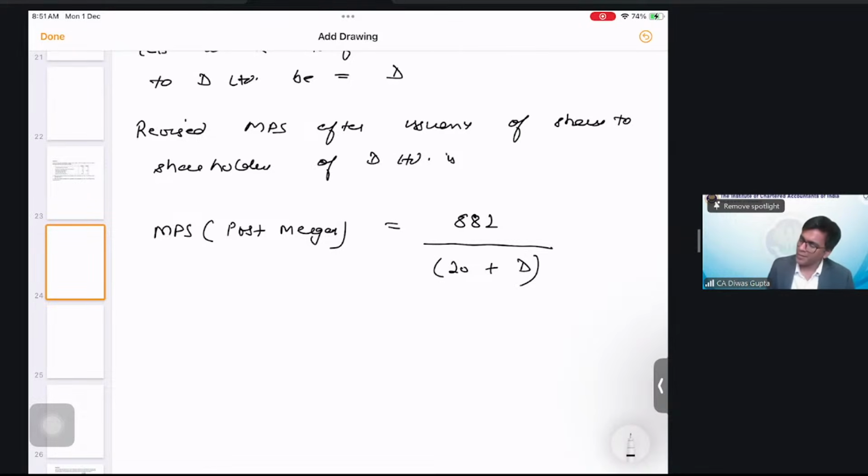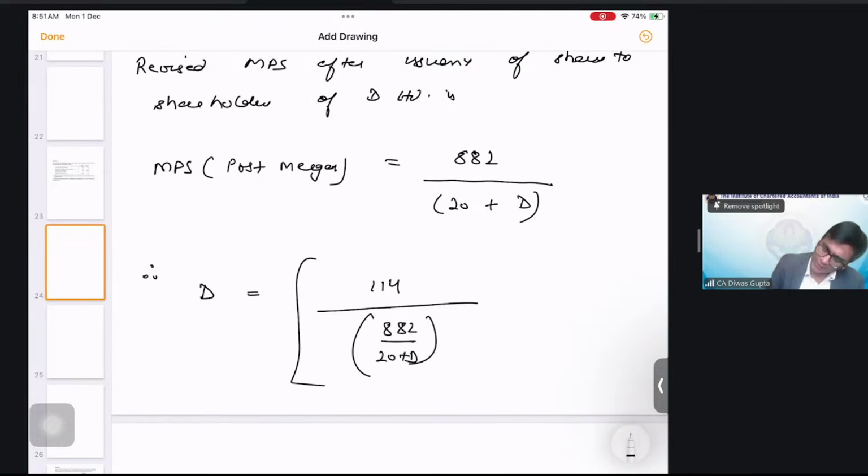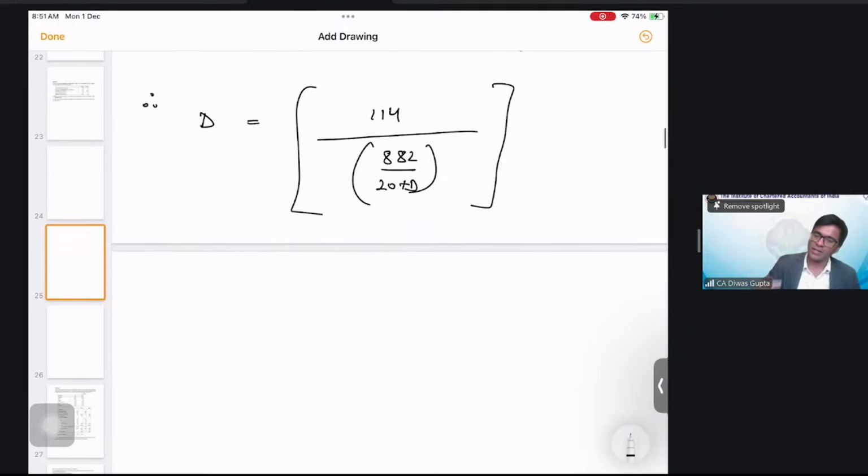Okay. And therefore, D is equal to the incremental amount of 114 divided by the new MPS of 882 divided by 20 plus D. This is one and this is the second one. So the incremental amount is only 114. So this 114 will be divided by the market price to arrive at how many shares can be issued. So this will be given by the equation that is here.